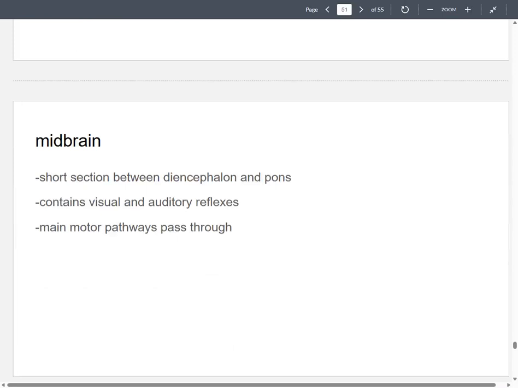The midbrain itself is a very short section. It's the first section of the brainstem. It is located between the diencephalon and the pons, and many of your main motor pathways are going to pass through it. It's also going to contain many of your visual and auditory reflexes.